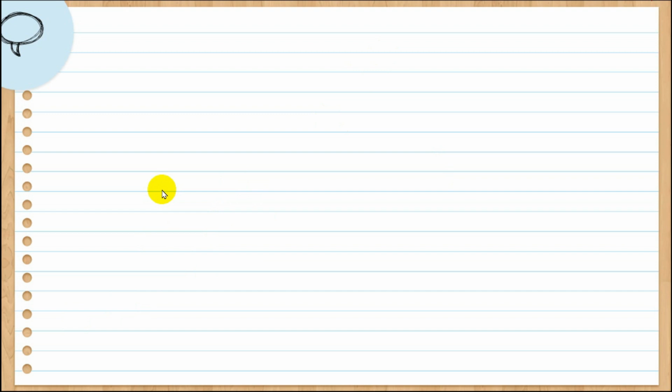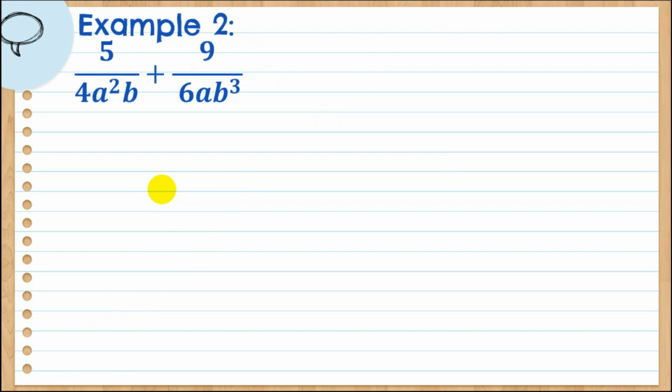Okay, so let's have our example number 2. So we have here 5 all over 4a squared b plus 9 all over 6ab cubed. So the first step is to find the LCD. So unahin natin yung numerical coefficients 4 and then 6. List down natin ang prime factors.